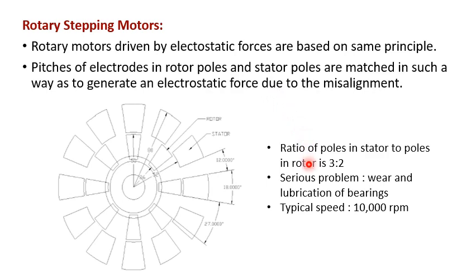Here the ratio of the poles in the stator to the poles in the rotor is 3:2. One of the main problems encountered during the design and manufacture of these micro rotary motors is the wear and lubrication of the bearings. Typically these motors rotate at speeds of 10,000 revolutions per minute.